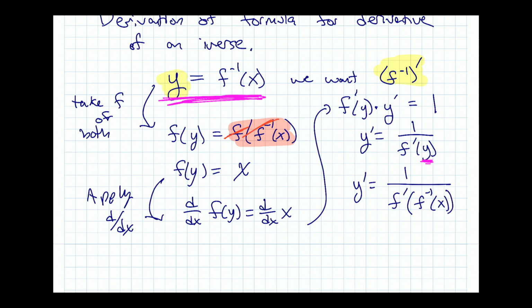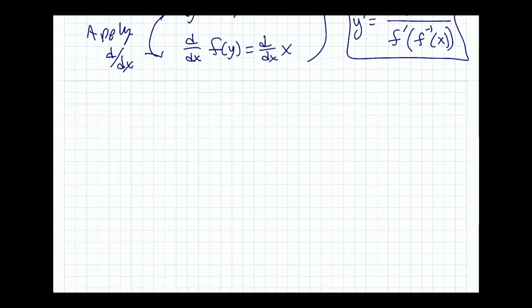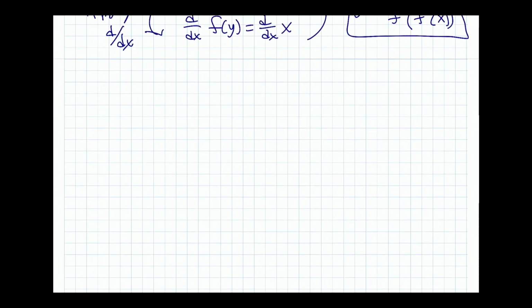Right? And that is basically your formula. 1 over f prime of f inverse of x. That's the derivative of the inverse function. I'm going to write it out a little bit nicer. So the formula in its final form is going to be this. This is the one you're going to need to do the homework, basically.